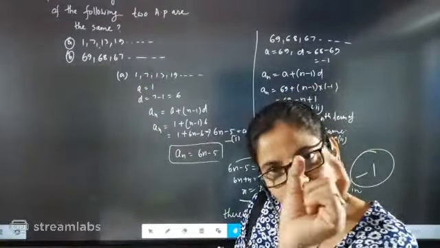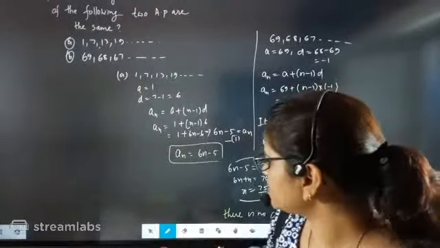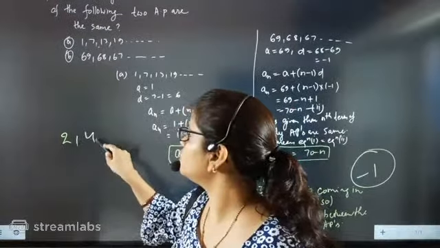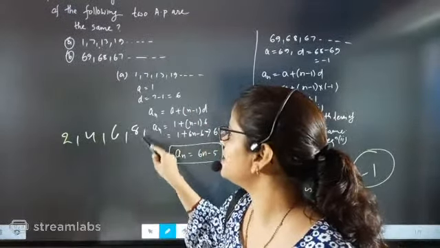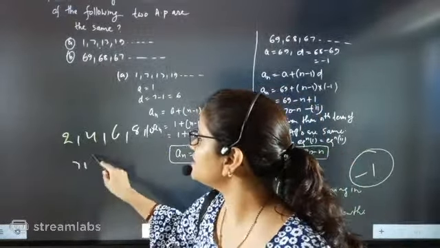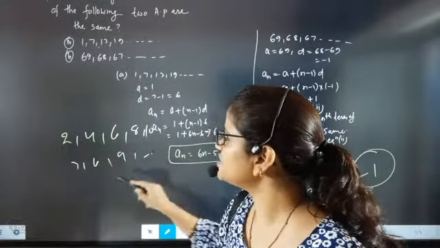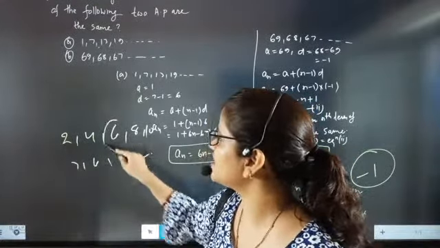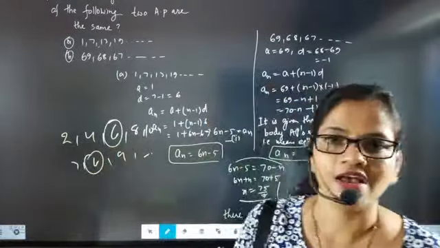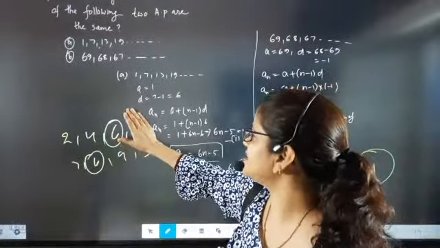Means which particular term is common. So here, if somebody tells you 2, 4, 6, 8, 10 is there and 3, 6, 9 is there, then which term is common between these? You will say, auntie, here is 6, here is 6. Exactly, they are telling the same thing here.